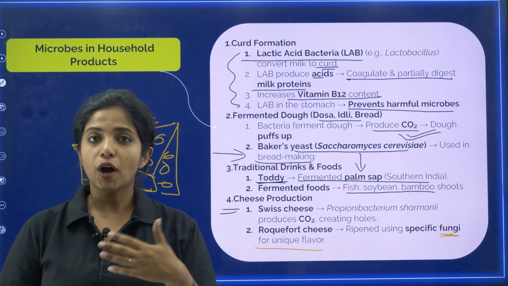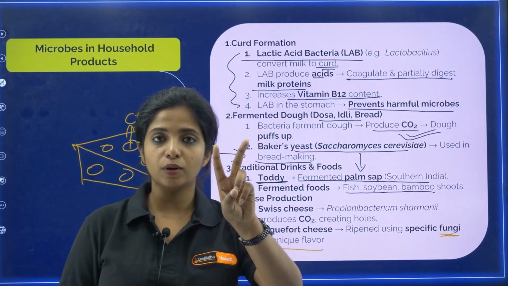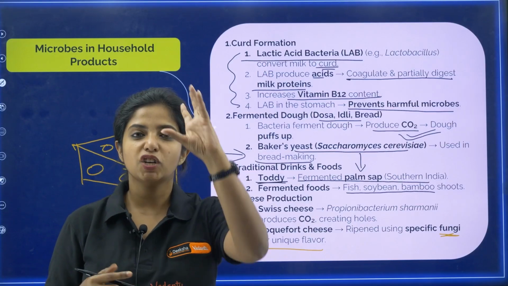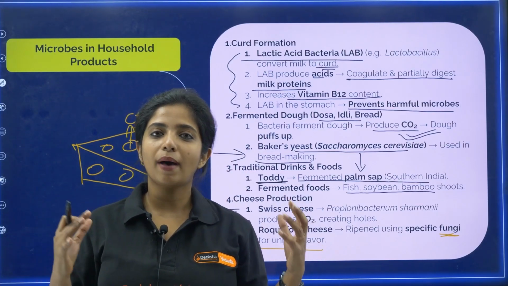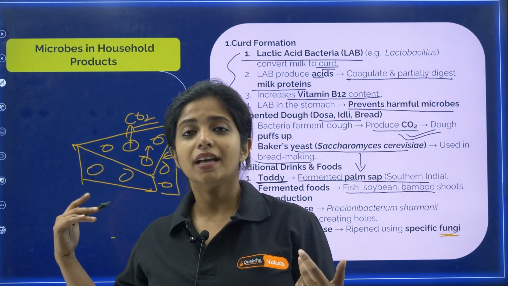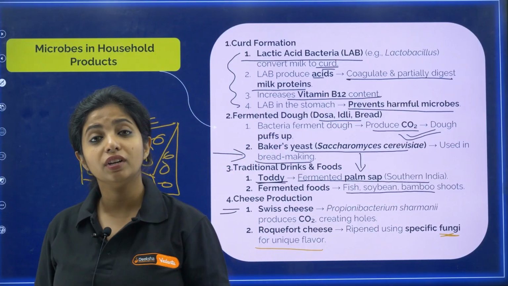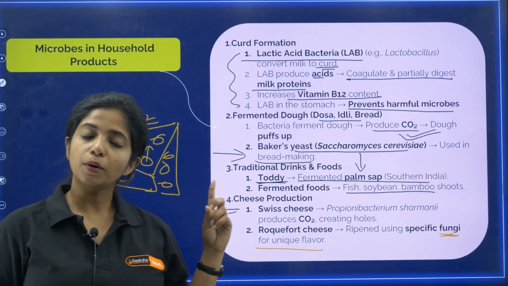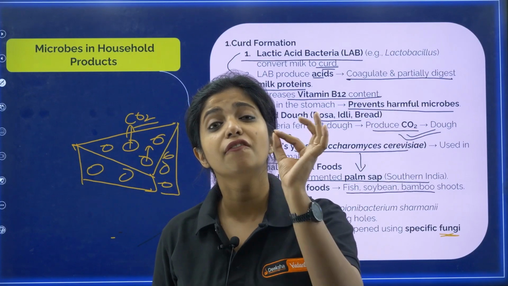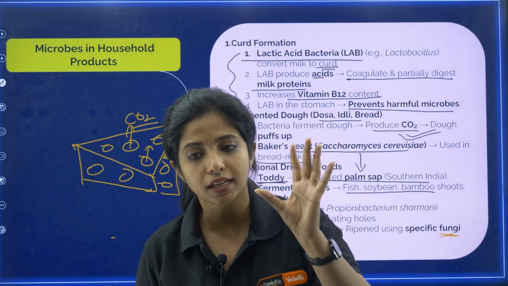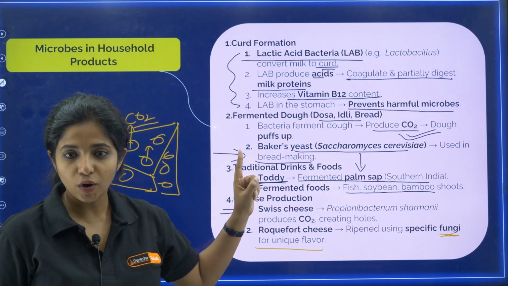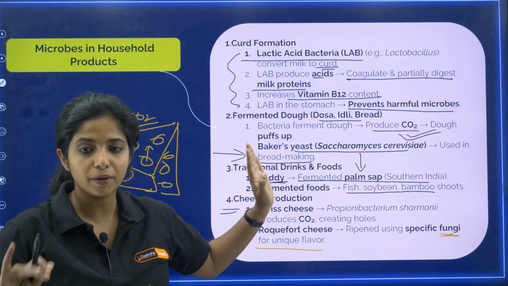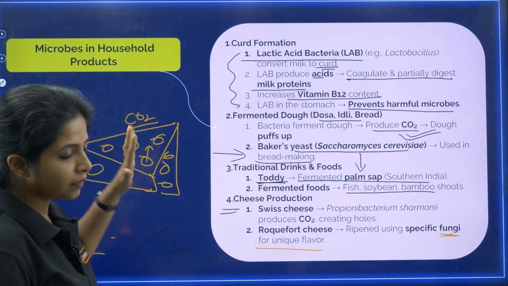Now if you talk about cheese production, you have two cheeses mentioned in your NCERT, that is Swiss cheese and Roquefort cheese. Swiss cheese, my dear children, has big holes, and why is it so? Because the bacteria which is in there, that is Propionibacterium shermani, releases CO2, and it creates pores over there. Now talking about Roquefort cheese, it is ripened by using a fungus, not a bacteria, it's a fungus. Yeast, if you know, is also a fungus, only unicellular. Rest all of them are multicellular, but the yeast is unicellular. I hope this is done.